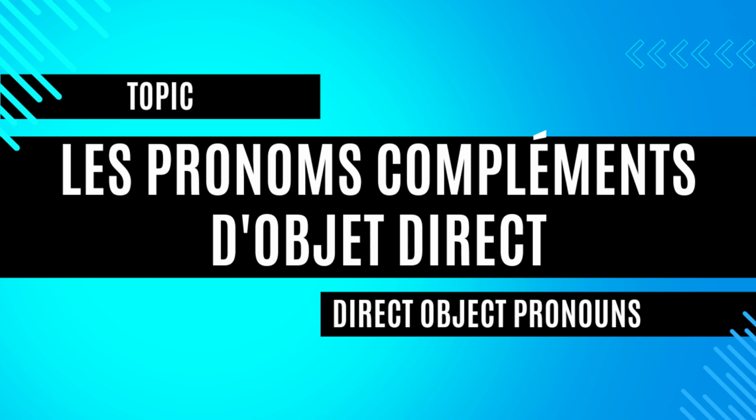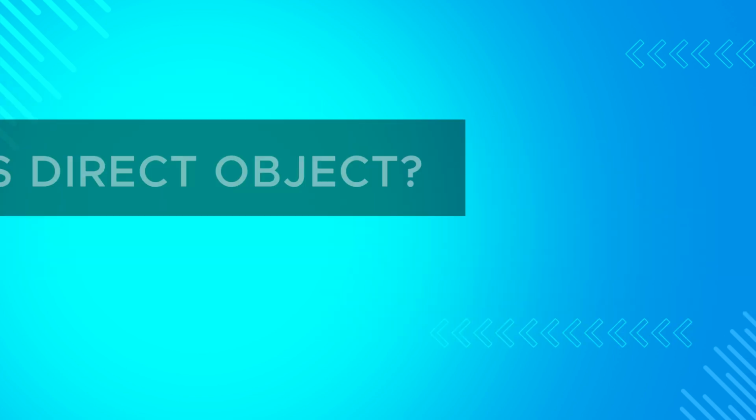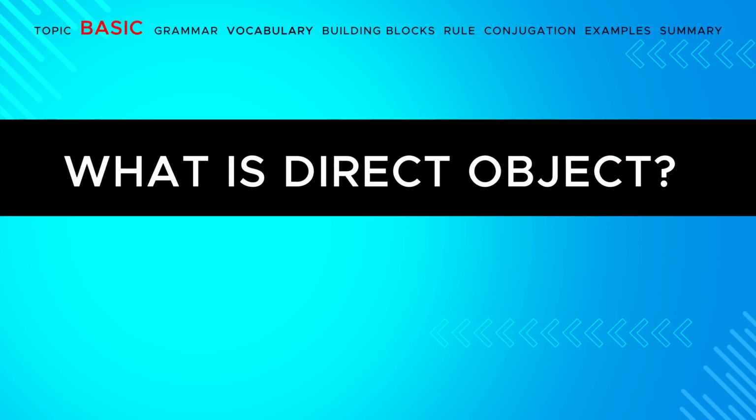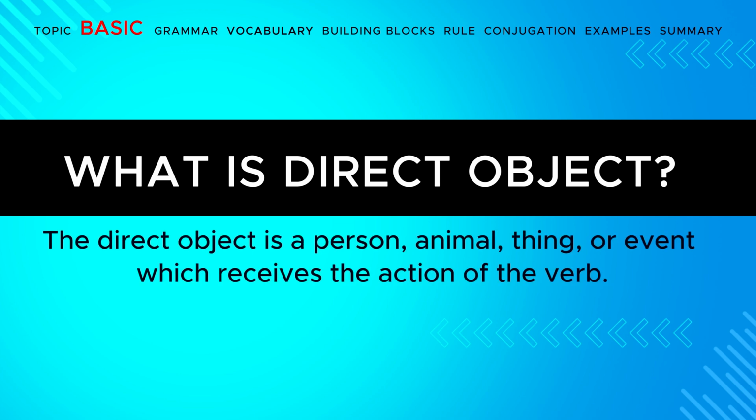So, what exactly are direct object pronouns, and why do we need them? To understand this, first we should know what a direct object is. The direct object is a person, animal, thing, or event which receives the action of the verb. Normally, we can find the direct object in the sentence by asking the question, what or who?